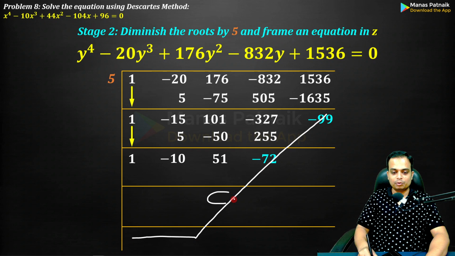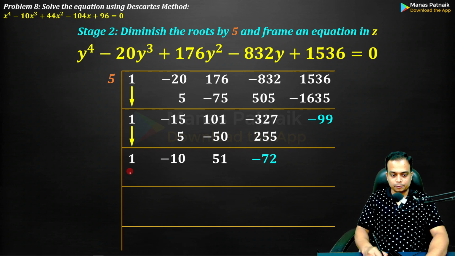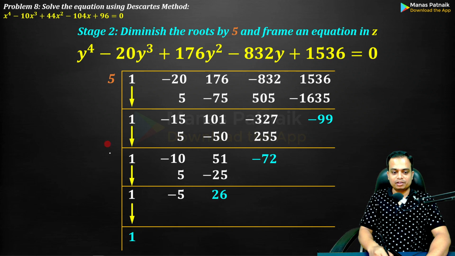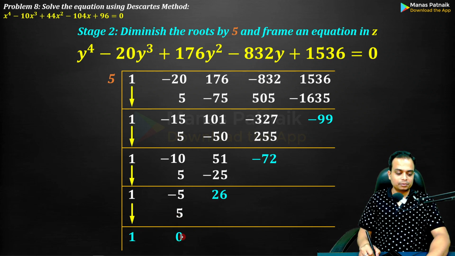Okay, one more data in aqua color and these two datas. Anyway, keep watching. Copy paste again. 5 into 1 is 5, minus 10 plus 5 is minus 5, into 5 is minus 25, this is 26, and yeah, we are almost done. Copy paste again. 5 into 1 is 5, this becomes 0.